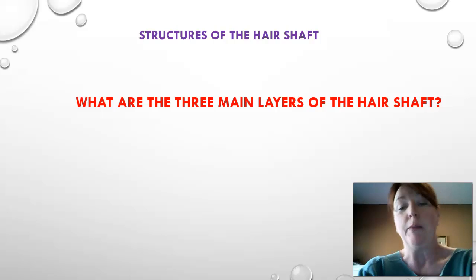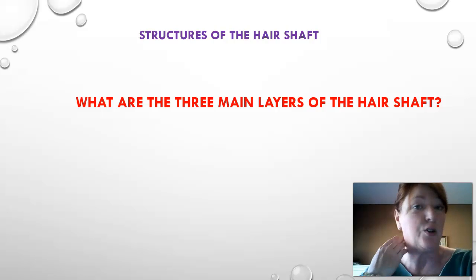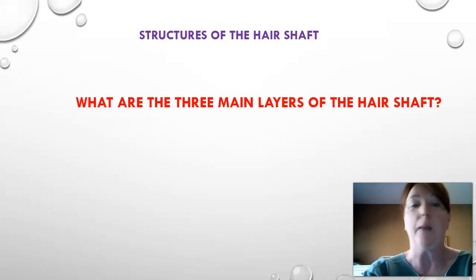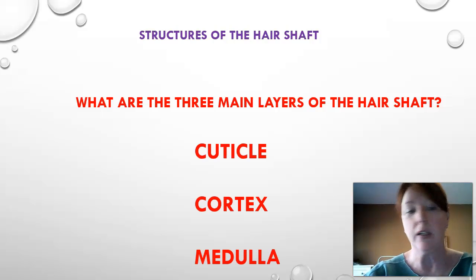So what are the three main layers of the hair shaft? These are one of the most important things you need to understand when we do anything that has to do with the hair, whether it be chemically related or anything. You need to understand how the layers of the hair work and what is in each layer of the hair. The hair shaft itself has three different parts: the cuticle, the cortex, and the medulla.